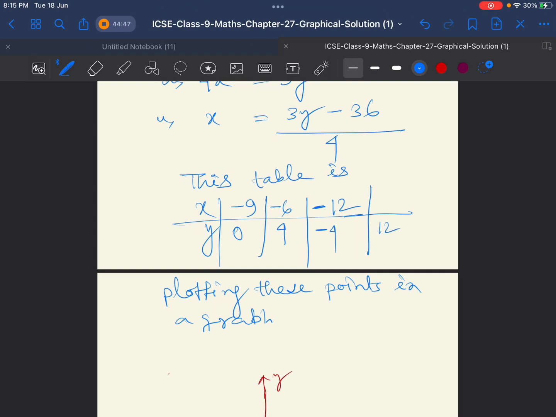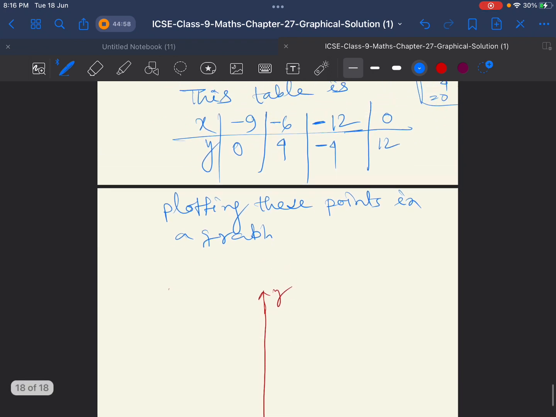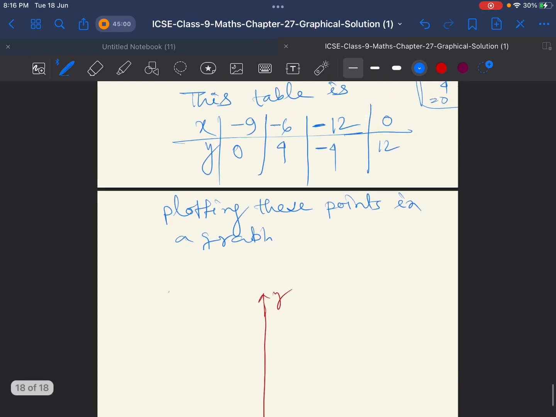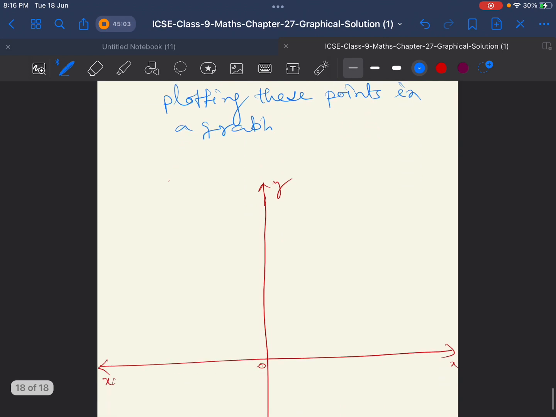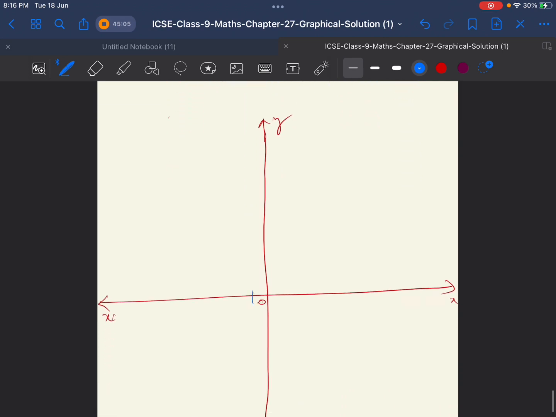So now we take another point. If we take 12, then 3 into 12 is 36, minus 36 by 4. So this is 0. Okay, this is 0.